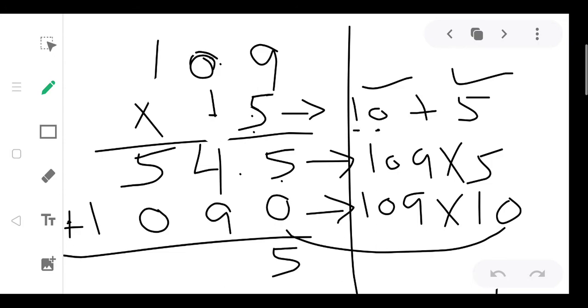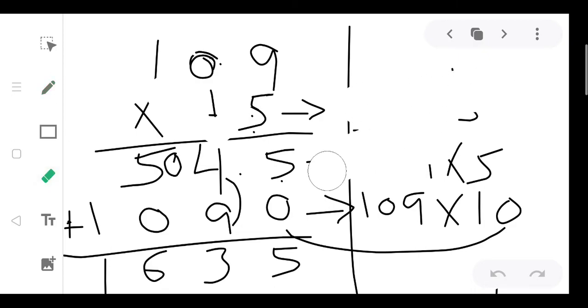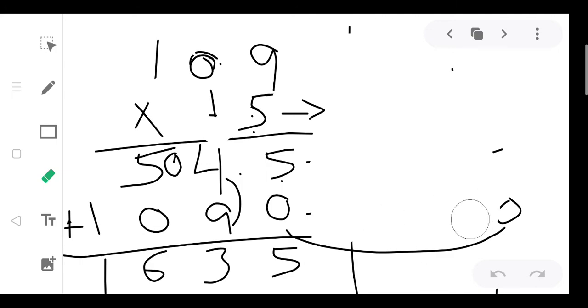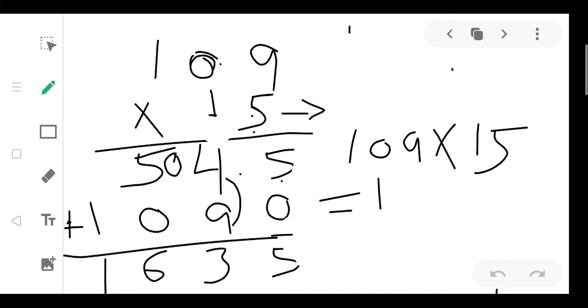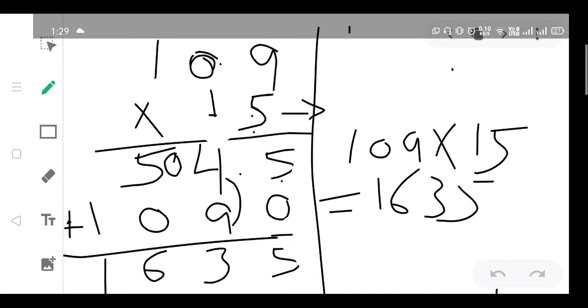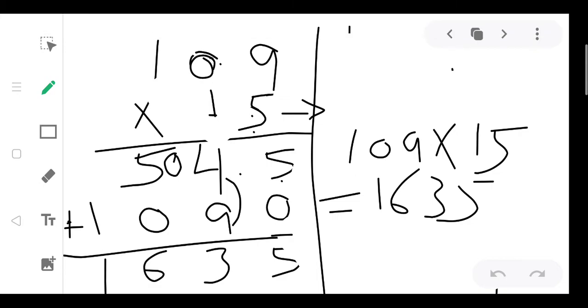5 plus 0, 5. 9 plus 4, 13. 1 was carry, 5 and 1, 6 we will write here, and 1 goes to 1000 place. Now check what is your answer. When you have multiplied 109 by 15, you got the product 1635. This is your answer. I think it is clear to you.